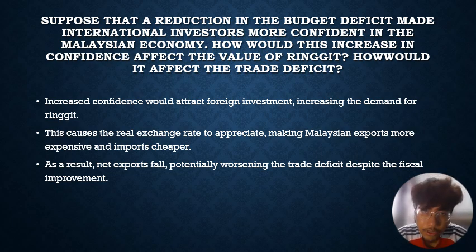Okay, for the summary of the difference, we are looking at four aspects: interest rate, net capital outflow, ringgit value, and trade balance. You can see in question 2a, when the budget deficit is reduced, the interest rate decreases, the net capital outflow increases, the ringgit value depreciates, and the trade balance improves, where exports increase and imports decrease.